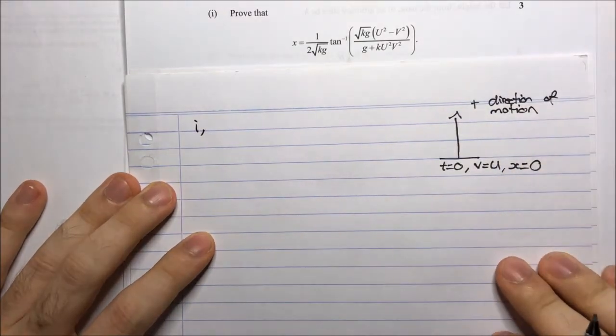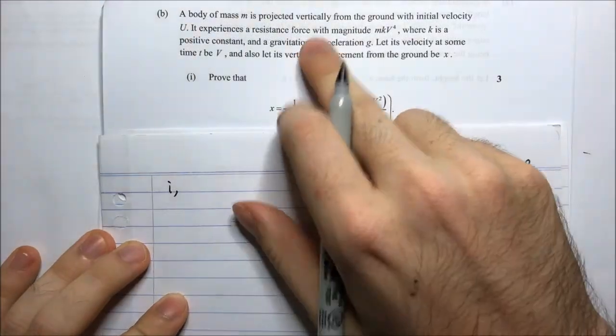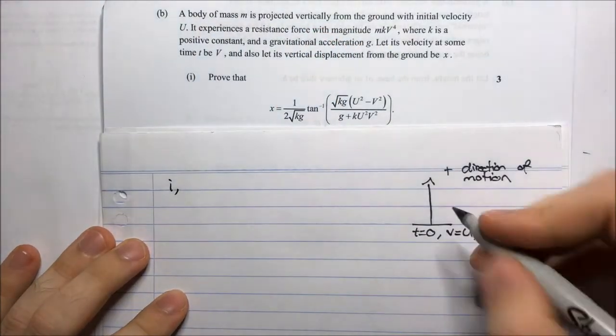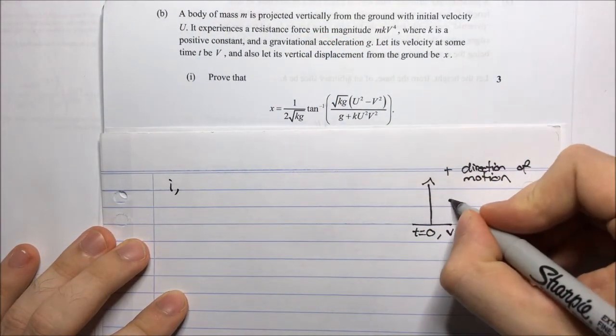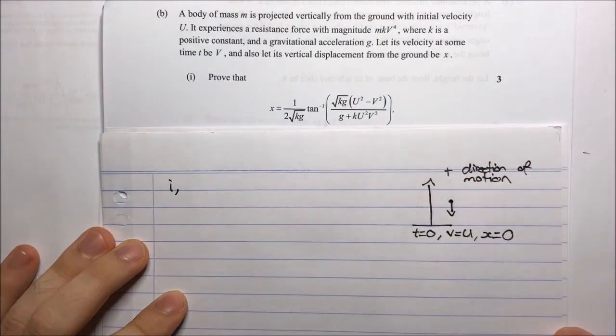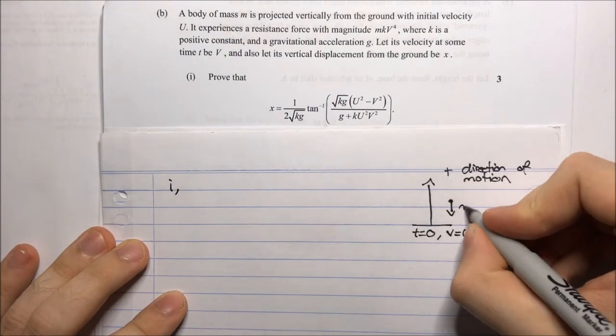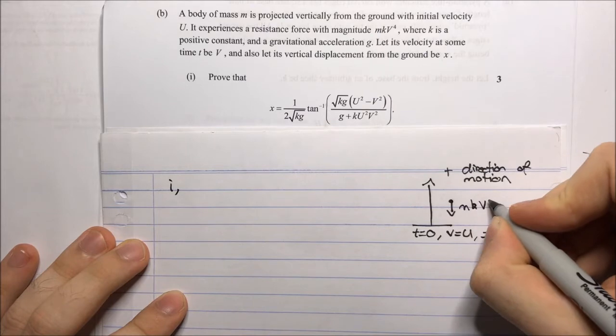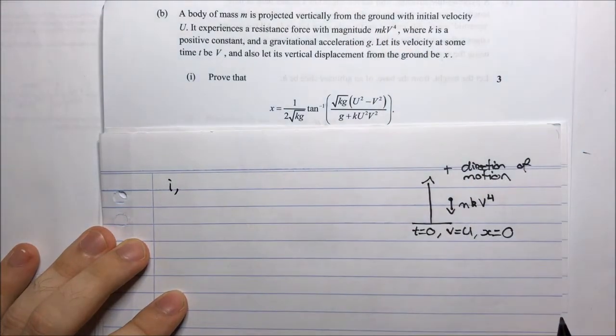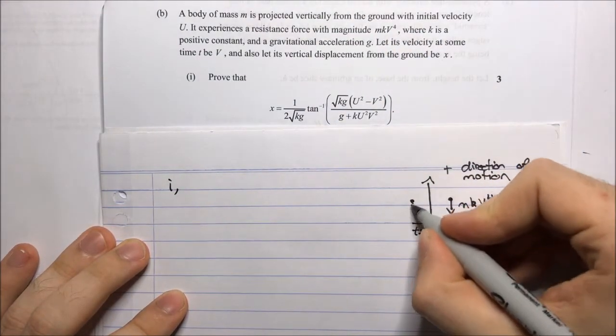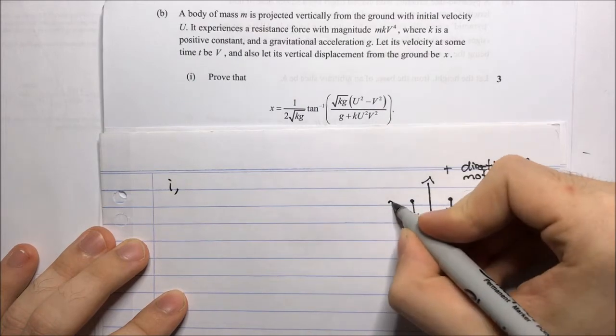What else do we have? We have a resistance force with magnitude mk v to the 4. So the resistance acts in the opposite direction to the direction of positive motion, and that's mk v, sorry, not squared, v to the 4. And we have our force of gravity acting down, so mg.